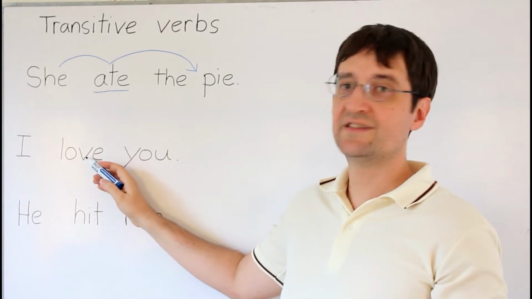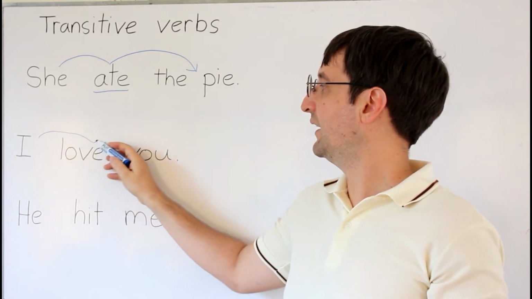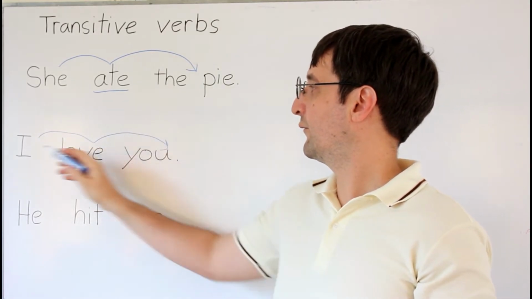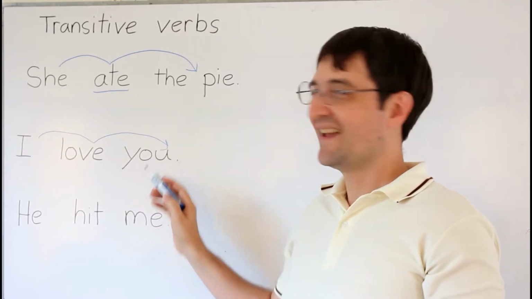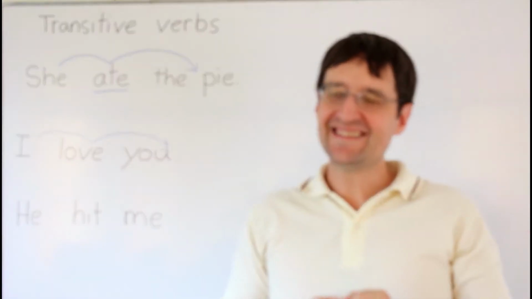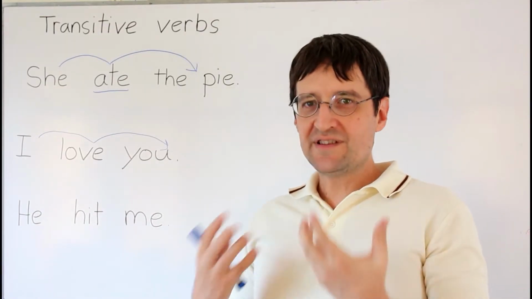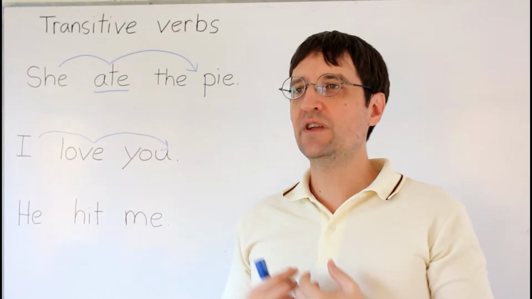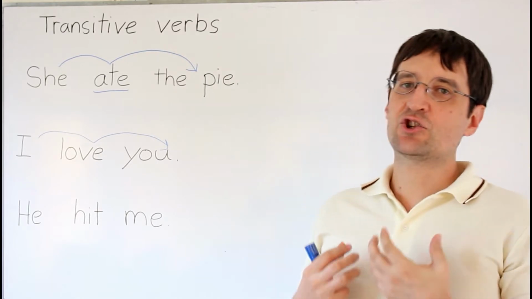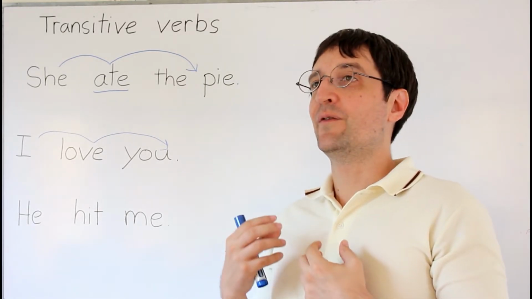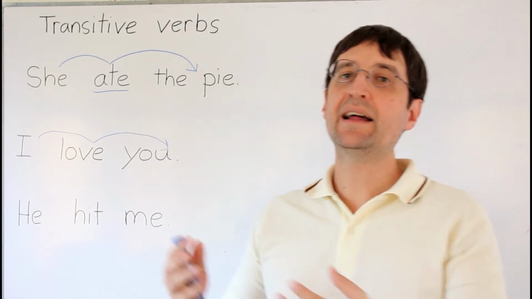I love you. So love is a transitive verb. It transfers the loving from I to you. Sounds sweet, doesn't it? Now this is not an action so much, but love is a thing. It's a real thing that you feel, and when you love someone, it transfers the love, the verb, from you to them. I love you.